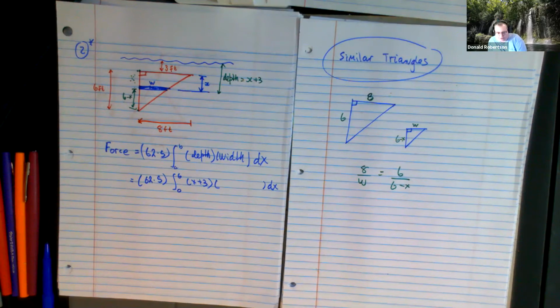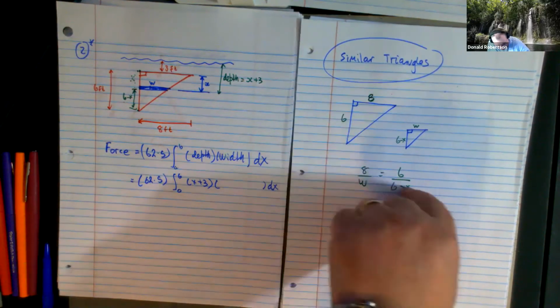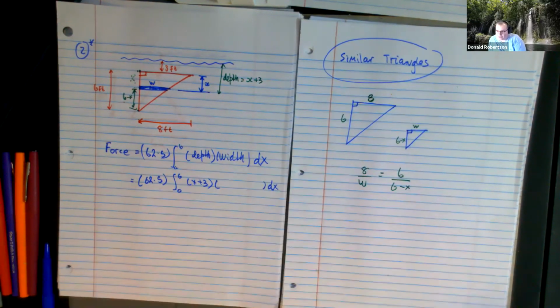Now, what that allows us to do is, with a couple of lines of math, shouldn't we be able to find out what the width is, right? What W is in terms of X? There's a little clue to what I'm going to do next. What shall I do next?